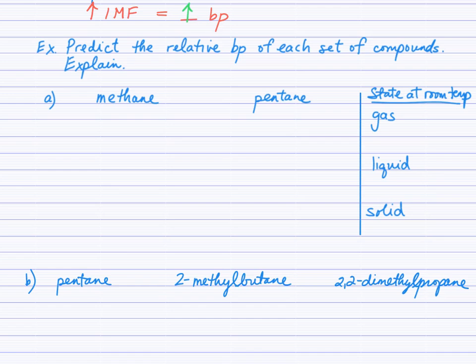So I'd like you to pause the video, draw methane and pentane, and then predict the type of intermolecular force that each experiences, and then compare the relative strengths of those to predict the relative boiling point. What I mean by relative boiling point, just compare the boiling points. Do you think methane has a lower boiling point than pentane or a higher boiling point? That's the idea. Okay, check back in.